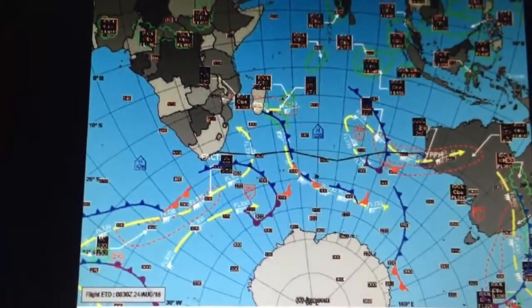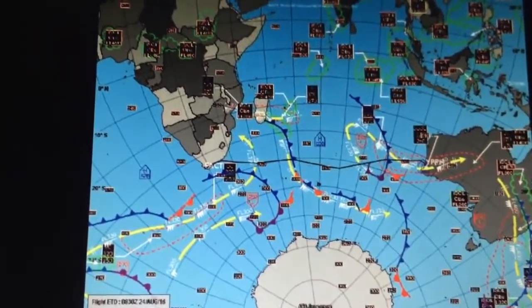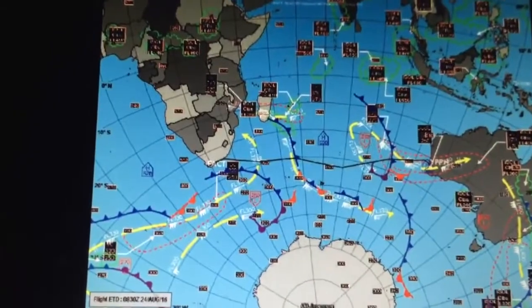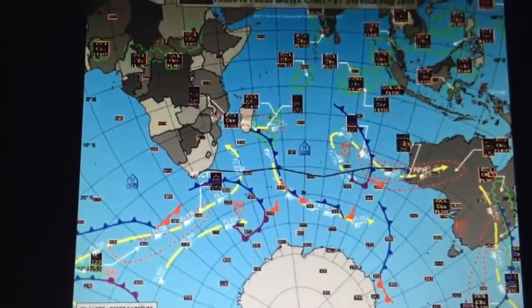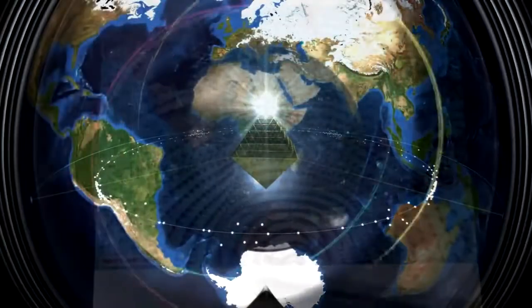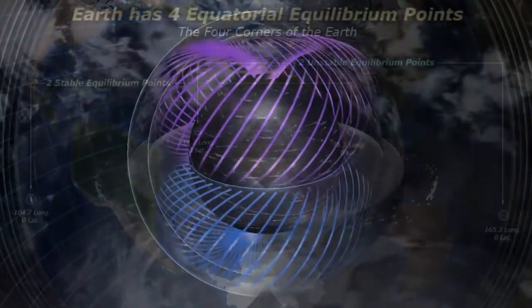Jeppesen aviation maps, which indicate concavity to the Earth. Notice the latitude lines are all frowning. That's because a satellite, which is situated at the equator, is simply pointing down inside. These satellites are hovering at these geostationary equilibrium points because there's a giant octahedron magnet in the center of the Earth.